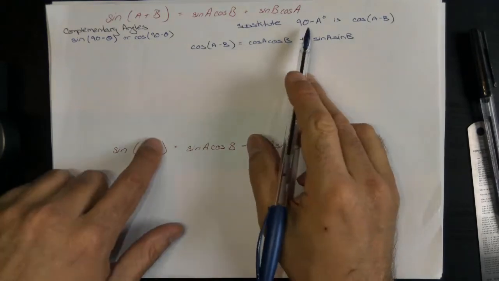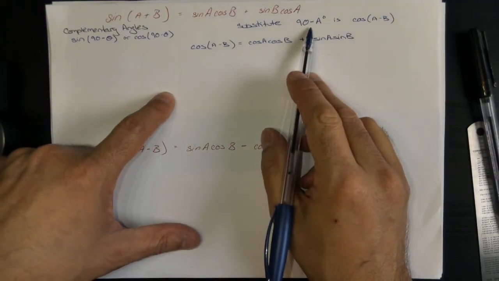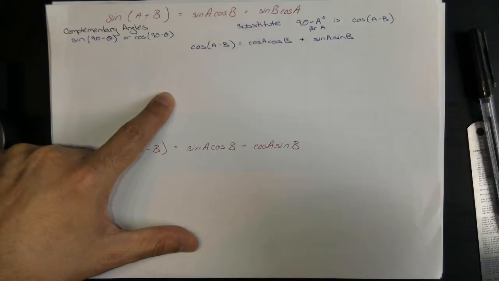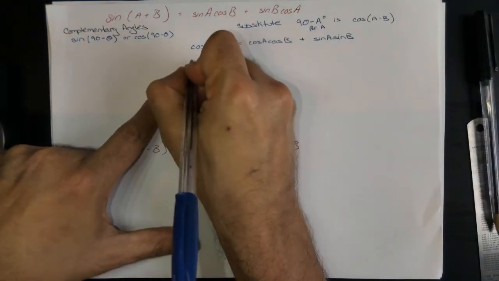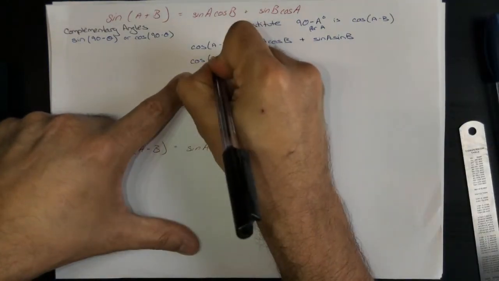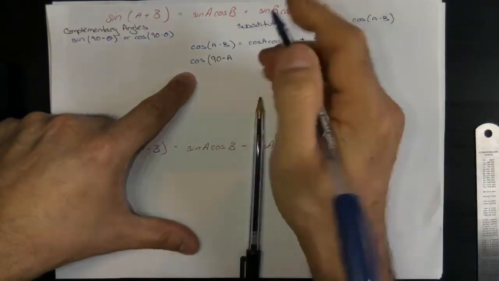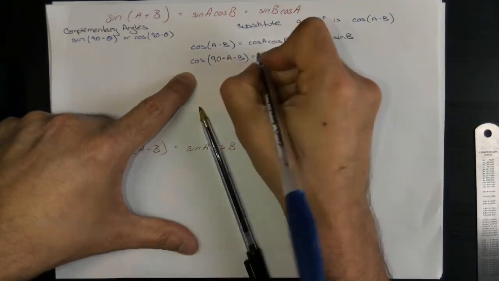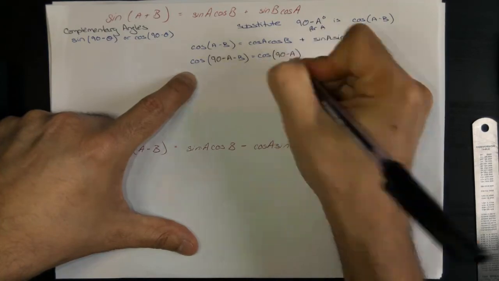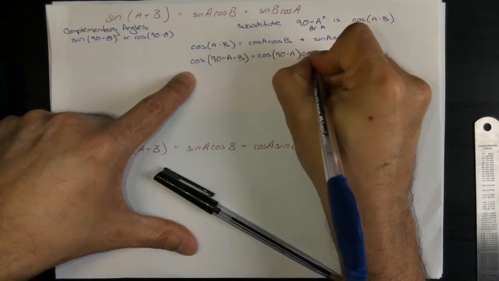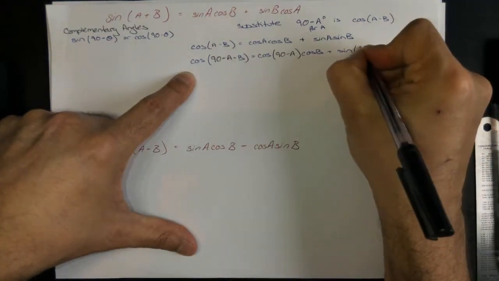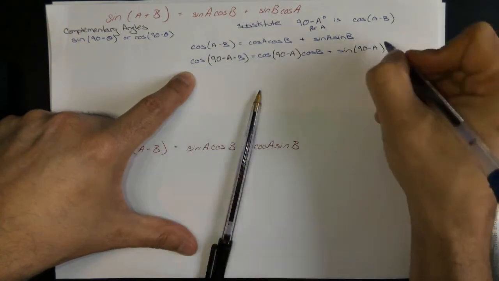Okay, so we're going to substitute 90 minus A, and we're substituting this for A. So we get cos 90 minus A minus B equals cos 90 minus A cos B plus sine 90 minus A sine B.